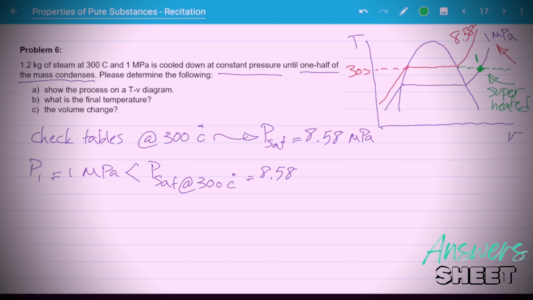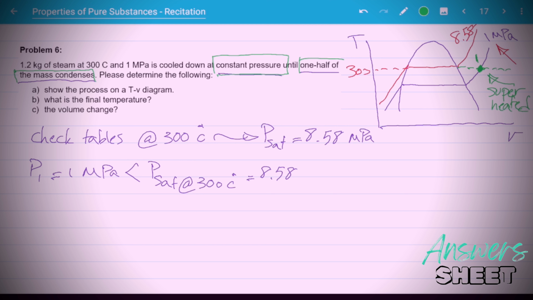Now, what do we know about the process? We know that the process happens in a constant pressure, and we also know that the final state, half of the mass has condensed. Now, when half of a mass is condensed, it means that the other half is still in vapor form, right? So it means that our final state is a saturated mixture somewhere in the dome. Now we need to find where.